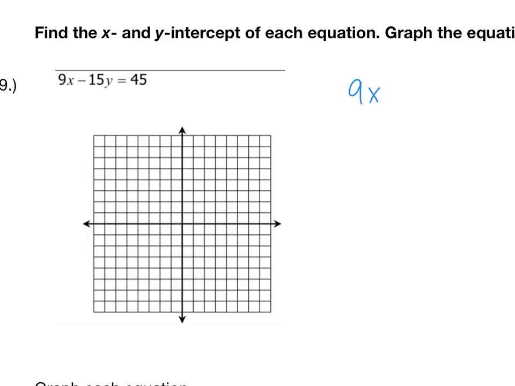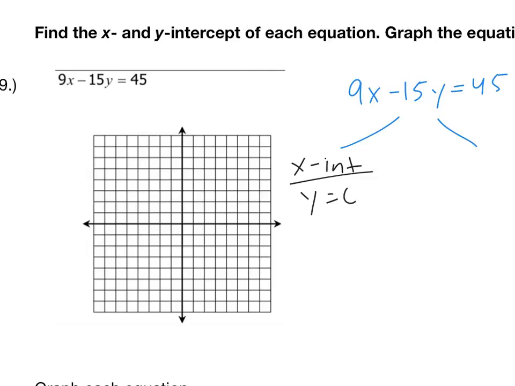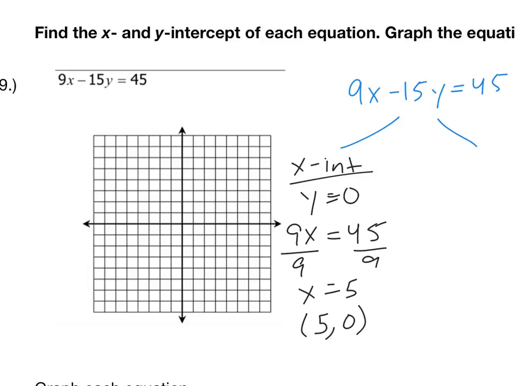So let's first find our x-intercept. Remember, for x-intercept, y has to equal 0. So that means anywhere I see a y on my equation, I'm going to plug in a 0. So that would be 9x minus 15 times 0, which is just 0. So I could just not even put that down. That's going to be equals 45. And then we just divide both sides by 9, and we find that our x-intercept is 5. Or as an ordered pair, that would be (5, 0).